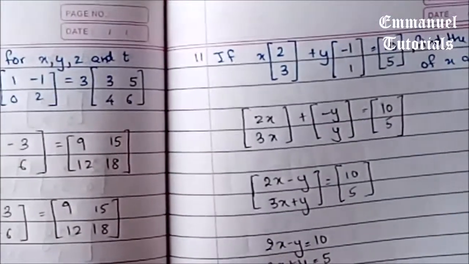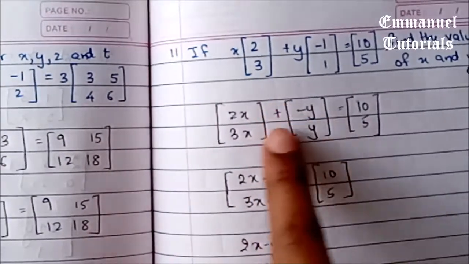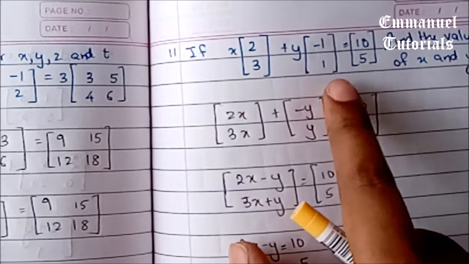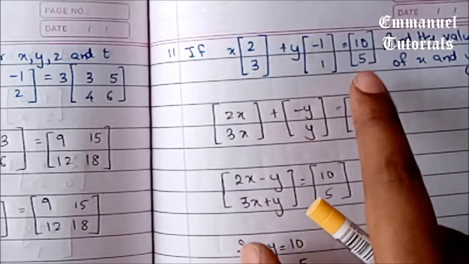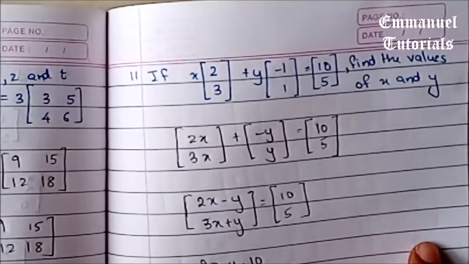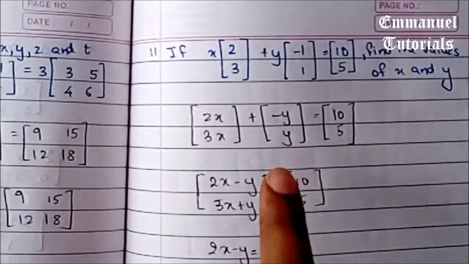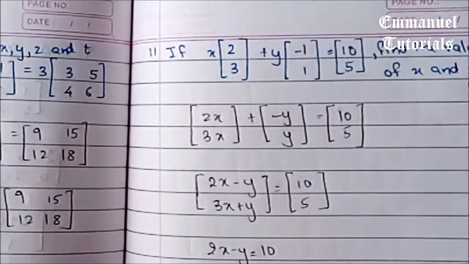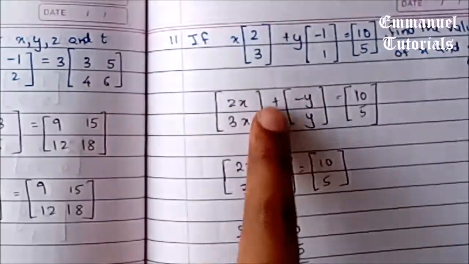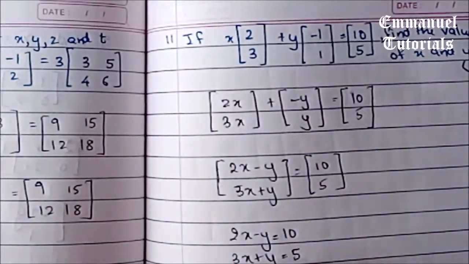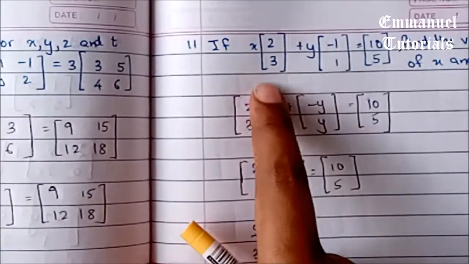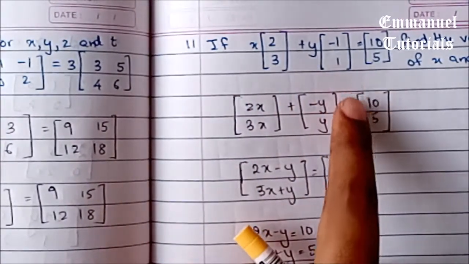Now the last question in this part, if x into the column matrix 2, 3 plus y into the column matrix minus 1, 1 is equal to 10, 5, you have to find the values of x and y. Now here all the matrices are column matrices. So there is only one column in each matrix. Again we'll multiply x by the first matrix, y by the second matrix.